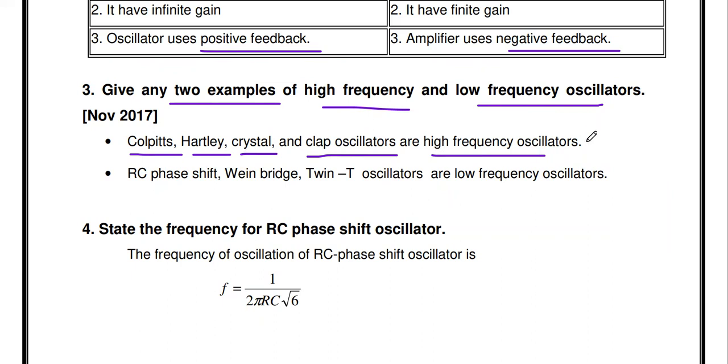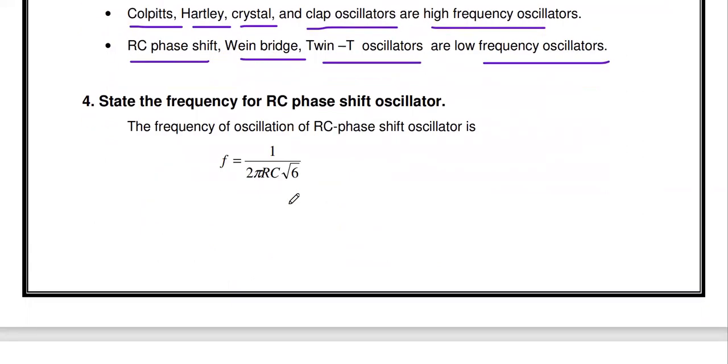These oscillators generate high frequency and radio frequency signals in the range of kilohertz and megahertz. Low frequency oscillators are RC oscillators. If the feedback network uses resistor and capacitor, it is said to be an RC oscillator. RC phase shift, Wien bridge, and twin T oscillators are examples of low frequency oscillators.